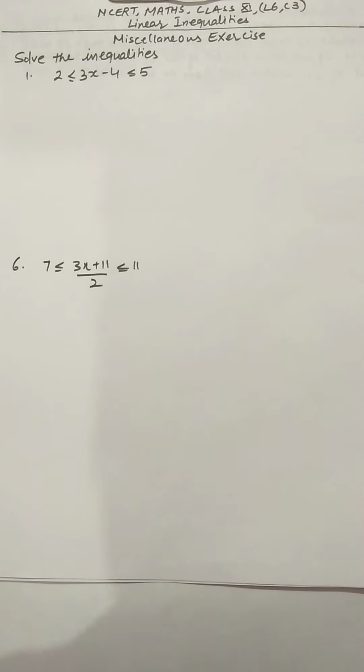Today we'll discuss miscellaneous exercise of chapter number 6. First, you see this question, solve the inequality. First one is 2 less than or equal to 3x minus 4 less than or equal to 5. So what is important here, you have to see.